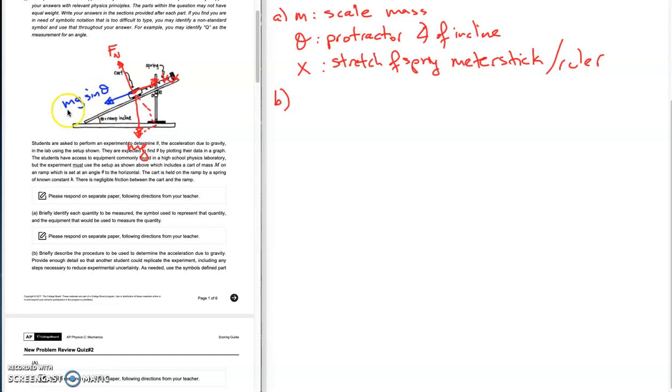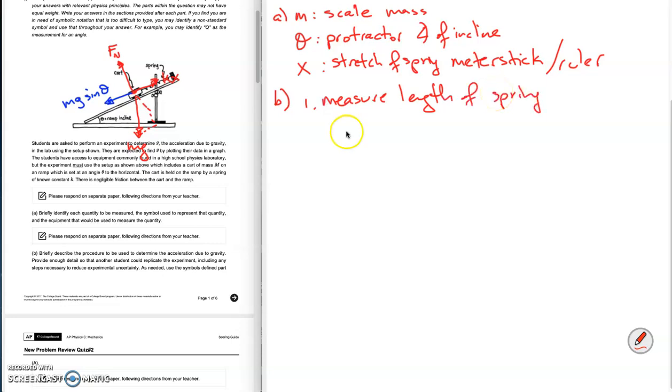I think what they wanted was, need to have the pen activated. One, measure length of spring, two, add, let's see here, with ruler. They want you to write down how you're going to do the thing. The idea is to set up a recipe here for someone else who doesn't know what he's doing to replicate it. So tell them what to do and how are you going to do it.